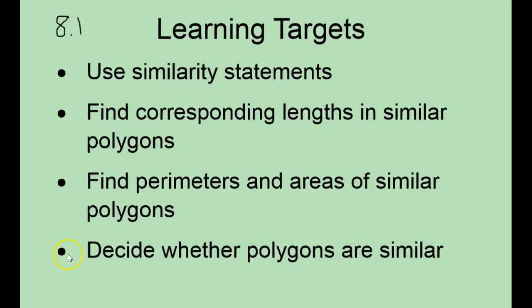Then I could look at 2 figures and decide whether they're similar or not. And when we're deciding if figures are similar, we have to look at the side lengths and the angles. We can't look at just one of those 2 things. So now that we've met our learning targets for this section, go ahead and please work on your homework for 8.1.